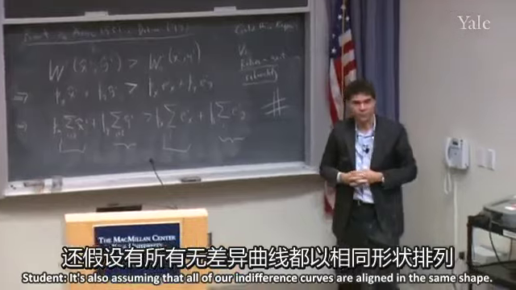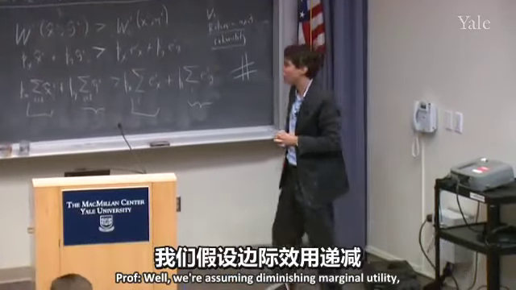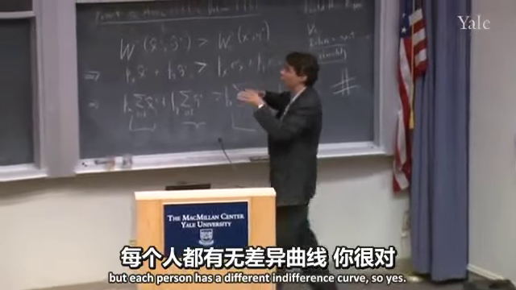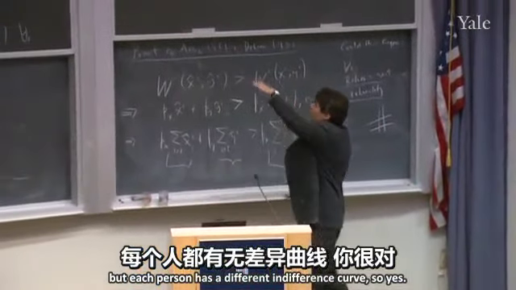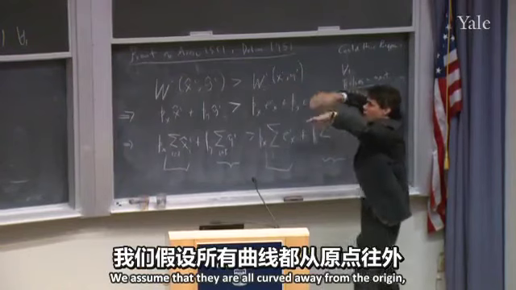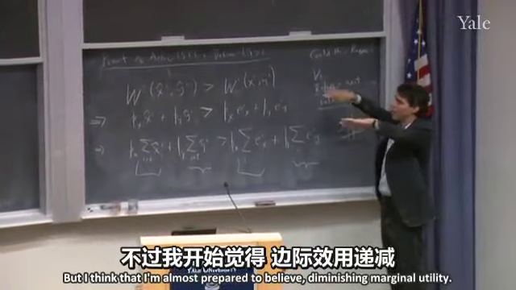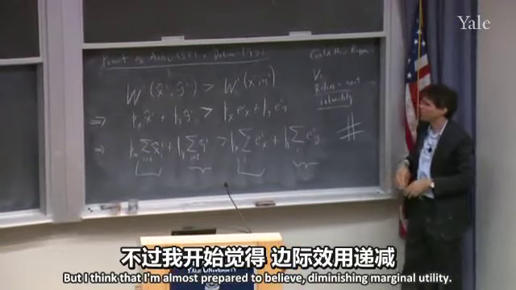Yes? We're also assuming that all of our indifference curves have the same shape. Well, we're assuming diminishing marginal utility, but they're different. Each person has a different indifference curve. So yes, we assume that they're all curved away from the origin, so we assume diminishing marginal utility. But I'm almost prepared to believe diminishing marginal utility.